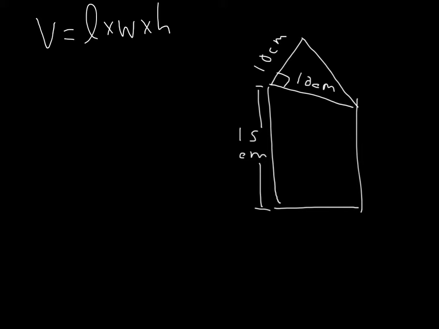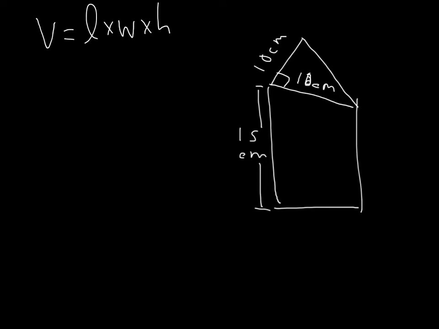So let's go back to thinking about the area of a triangle. First, let's look at our triangular prism over here, which has a triangle at the top that has a base of 10 centimeters and a height of 10 centimeters. And then the height of the entire prism is 15 centimeters.